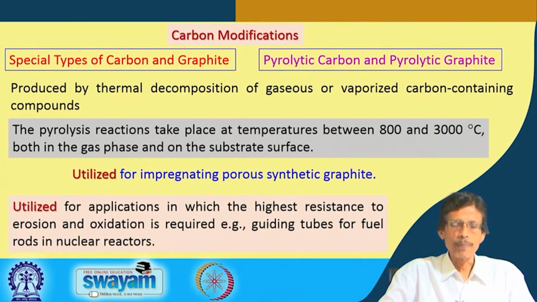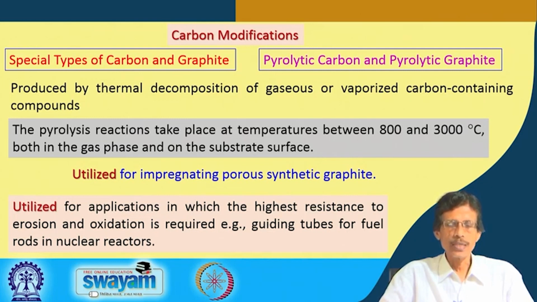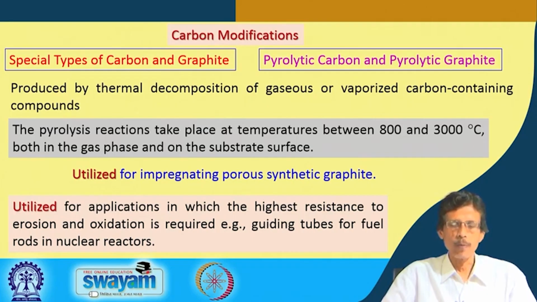Then it can be utilized for applications in which the highest resistance to erosion or oxidation is required, that is, guiding tubes for fuel rods in nuclear reactors. So, those carbon varieties, as we have seen, for making synthetic graphite can also be utilized for making the fuel rods in nuclear reactors. Very high temperature should be withstood, and it should also be very highly stable. So, the guiding tubes for fuel rods in nuclear reactors, we use those graphite materials.